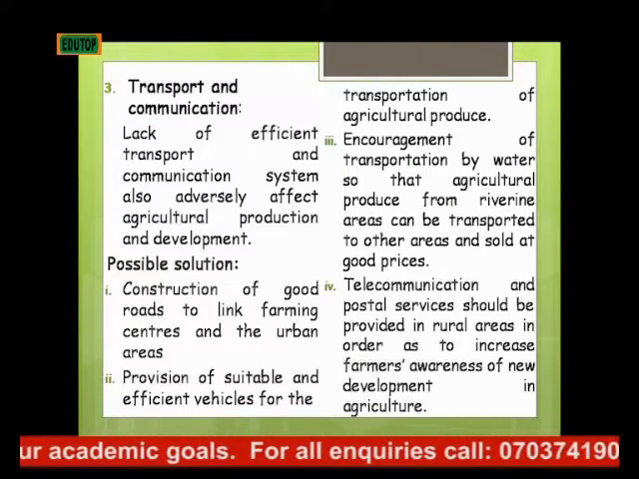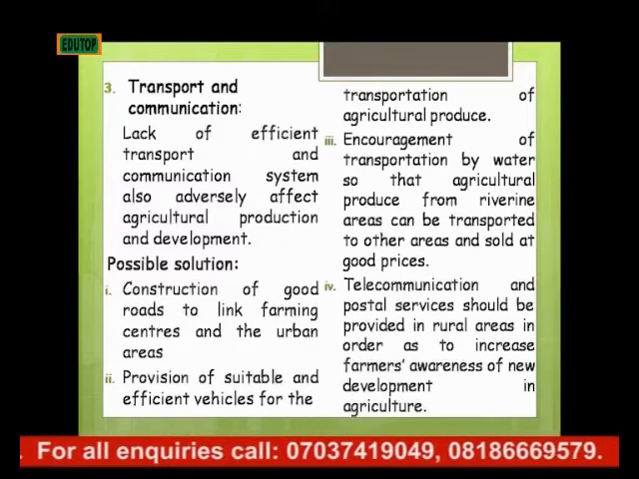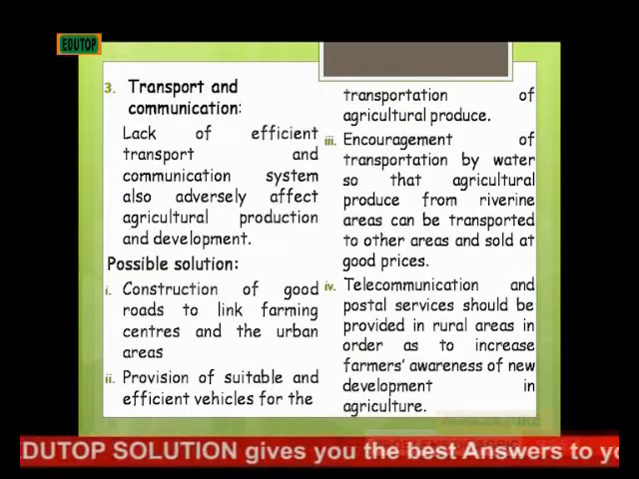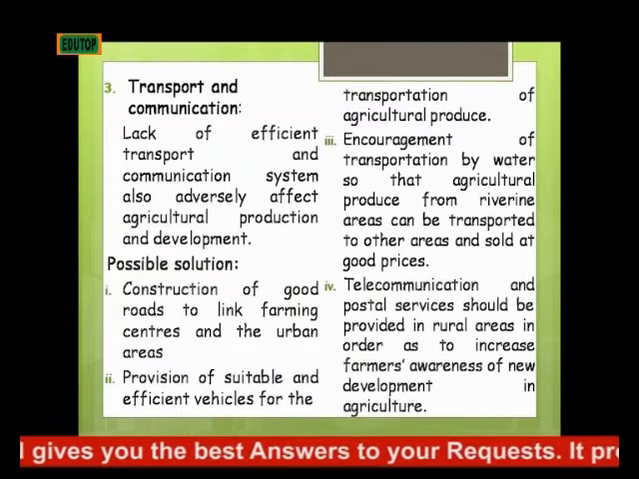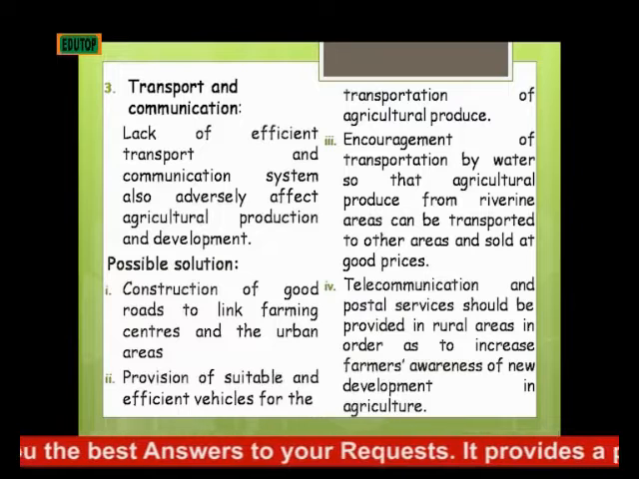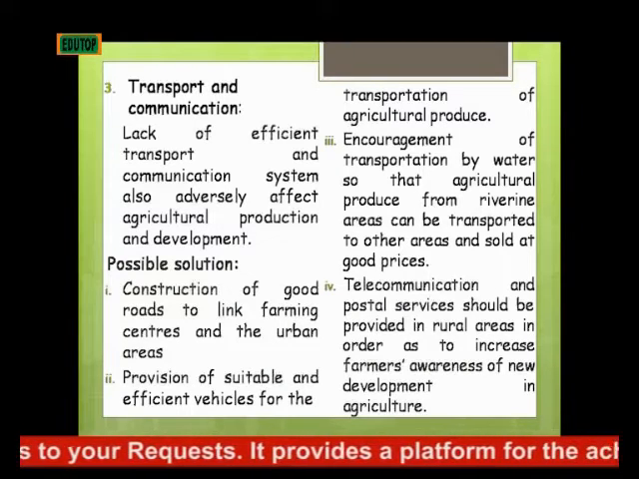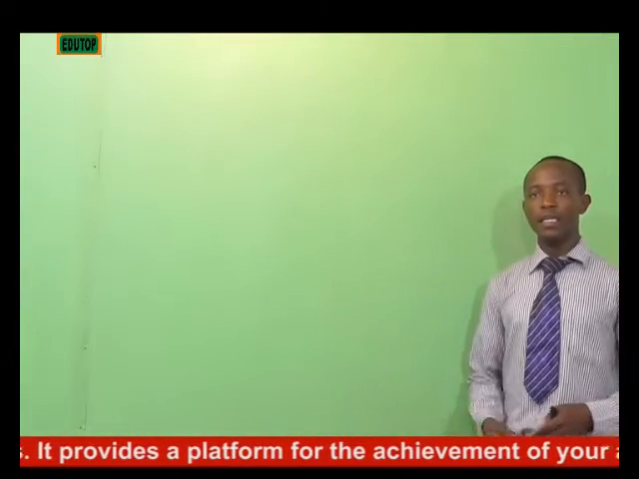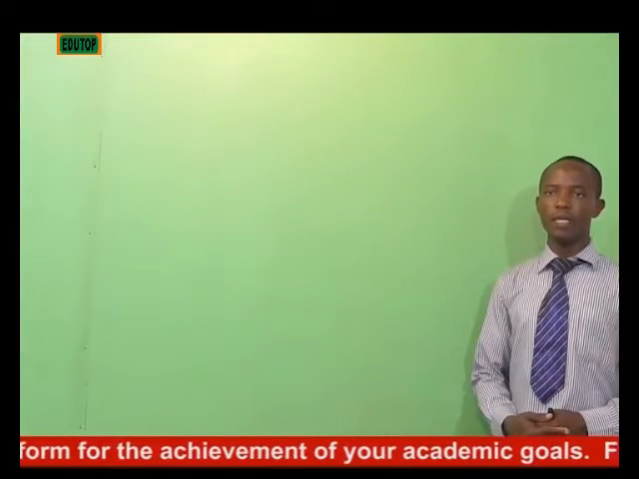Now, the farms are mostly located in rural areas, and we know that roads that link rural areas are majorly bad. They are not in good condition. And if these roads are in bad condition, the agricultural extension workers that ought to take the new developments will find it difficult getting to these farmers.